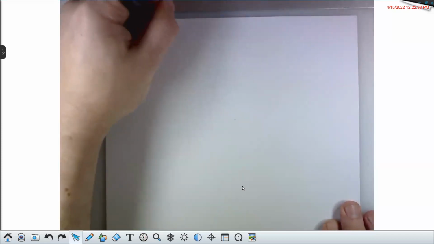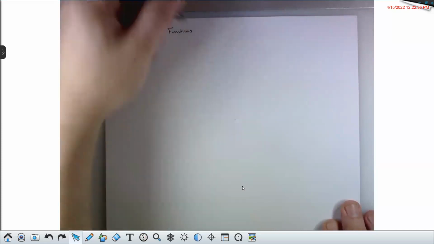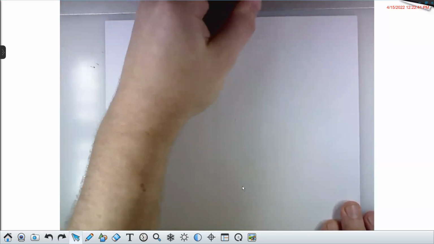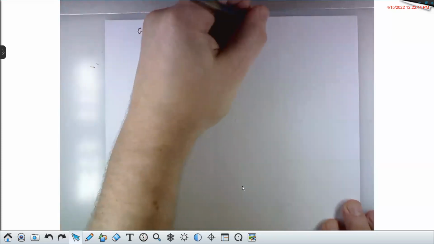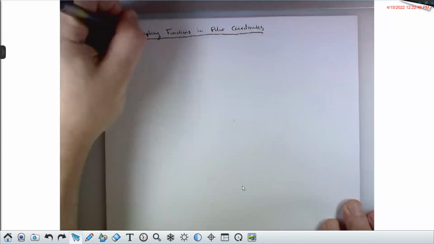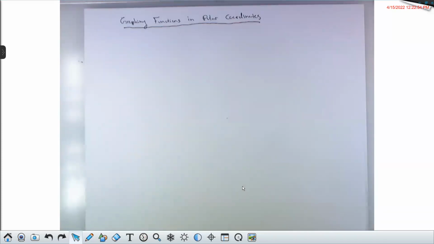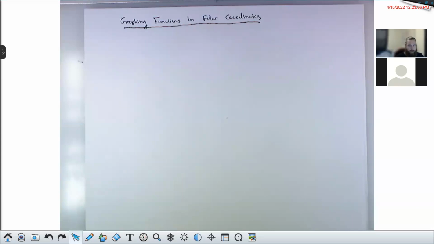I want to talk now about graphing functions in polar coordinates. And the examples we're going to look at right now are very simple. But we will look at more complicated examples starting on Monday of next week. And then we're going to start doing calculus with polar coordinates. If you want to graph a function and you don't know anything other than how to plot points, the only thing to do is to make a table and plot points.